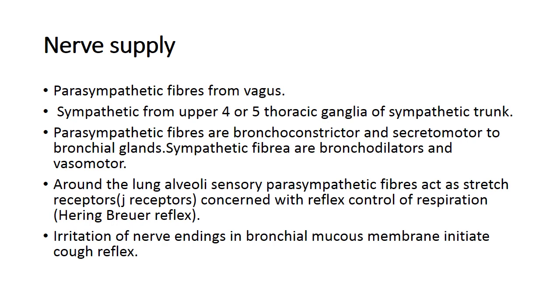Lungs receive autonomic innervation, so it has sympathetic and parasympathetic components. Sympathetic innervation is from the upper 4 or 5 thoracic ganglia of the sympathetic trunk, and parasympathetic fibers arise from the vagus. We know that parasympathetic fibers are bronchoconstrictor and secretomotor to the bronchial glands, whereas sympathetic fibers are bronchodilators and vasomotor. Again, around the lung alveoli, we have sensory innervation arising from parasympathetic fibers, which act as stretch receptors.